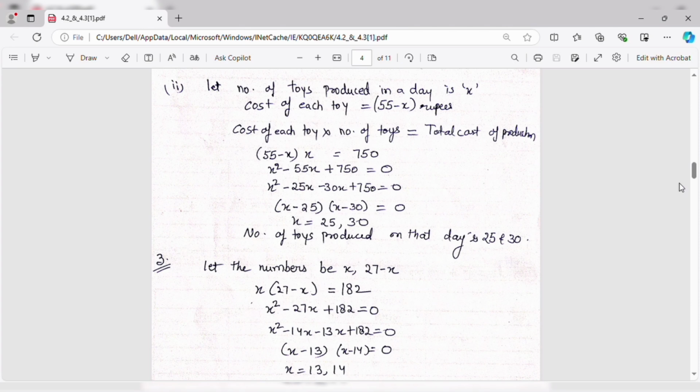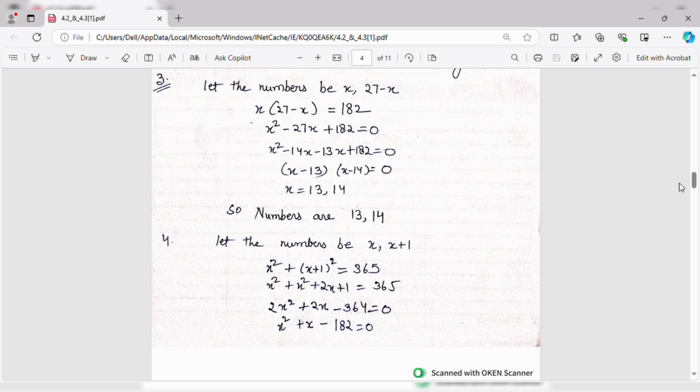We will assume the number of toys produced in a day is x and the cost of each toy is 55 minus x rupees. Now the total cost of production would be the cost of each toy into the number of toys. So (55 minus x) into x is 750, and we will get a quadratic equation x square minus 55x plus 750 equals 0. After splitting the middle term, we will get x minus 25 and x minus 30 as factors. So the number of toys produced on that day is 25 and 30.